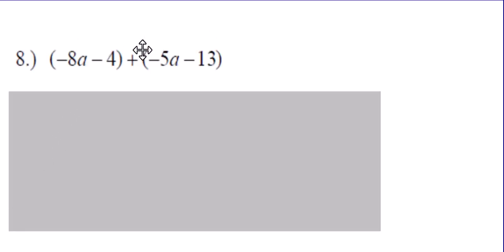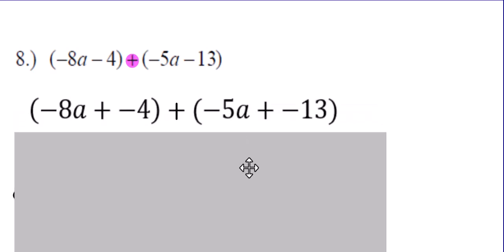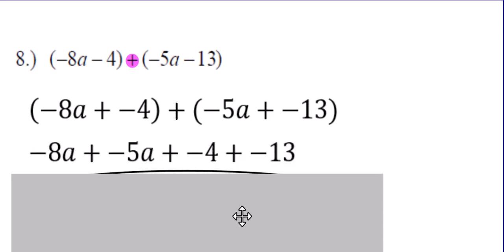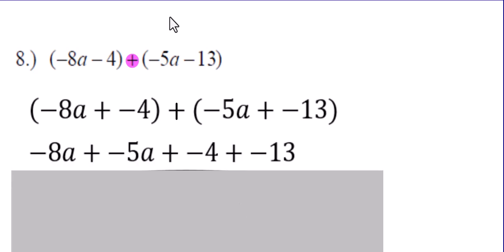For the next problem, I noticed that it is an addition problem, but I did start by rewriting subtraction as addition inside the parentheses. It's kind of important for us to do. So negative 8a minus 4 became negative 8a plus negative 4. Negative 5a minus 13 became negative 5a plus negative 13. Again, once everything is addition, I'm allowed to move the like terms side by side. So that's going to become negative 8a plus negative 5a. And then my constants are negative 4 and negative 13.